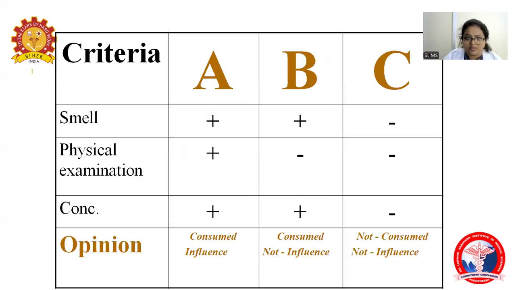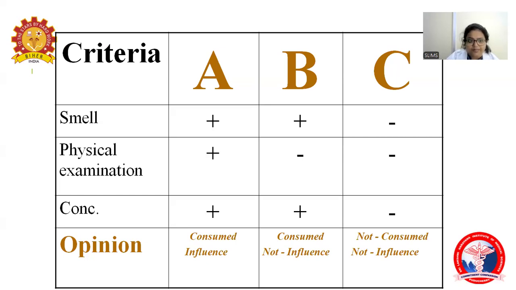So based upon all these things, the history, our physical examination, a breath smell of alcohol, and the laboratory report, the opinion on the drunkenness certificate has to be given as 3 different opinions. In criteria A, there is breath smell of alcohol present. The physical examination also is positive, and the blood alcohol concentration shows presence of alcohol, and the opinion can be given as the person has consumed alcohol and is under its influence.